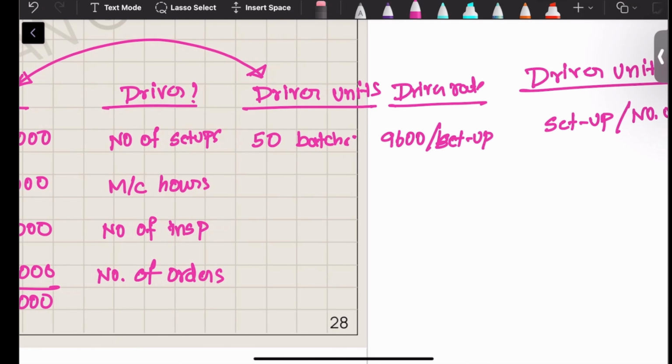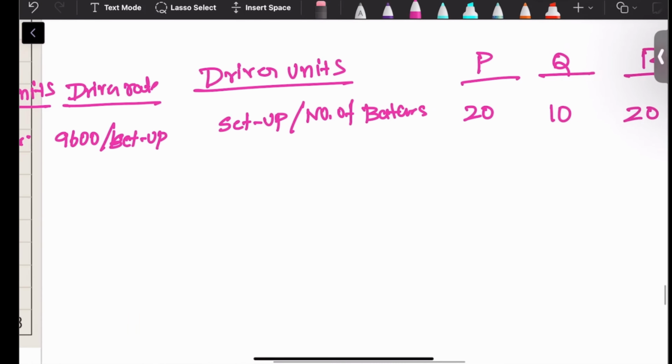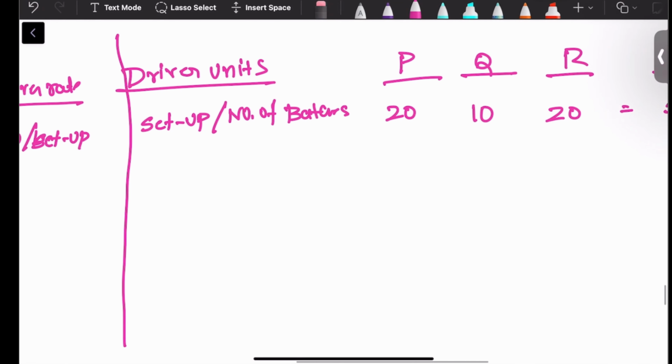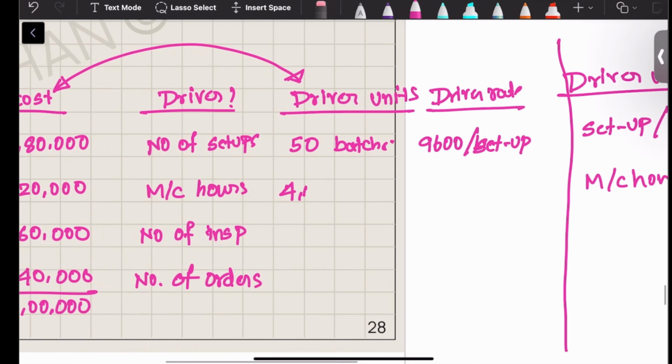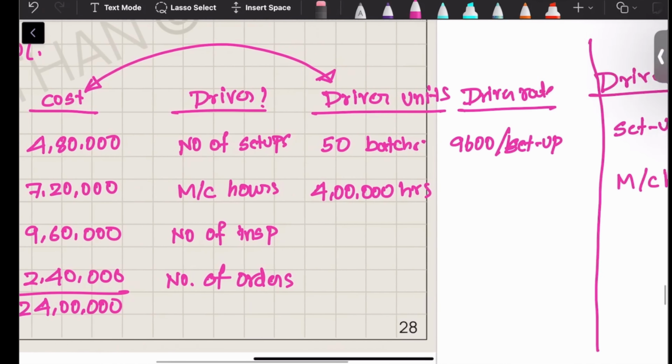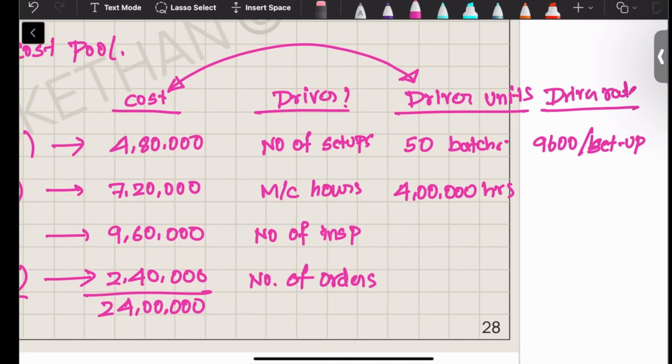For machine operation cost, the driver is machine hour. Total machine hours we have already calculated. It is 4 lakh units. So let's write in the driver units 4 lakh units. So 7.2 lakh divided by 4 lakh hours, we will get per hour rate of 1.8.